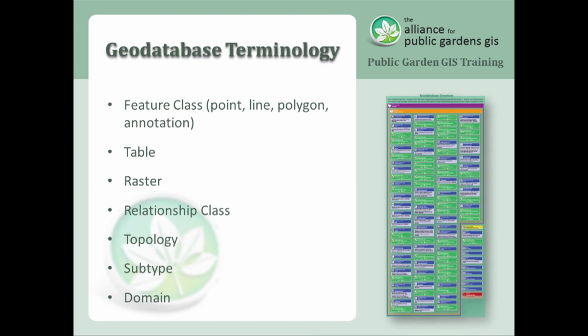Before we get more involved with the data model itself, it's important to know about some of the terminology that's used when talking about different parts or objects inside the data model. The most important one to consider is what's called a feature class. In the diagram on the right here, a feature class is in blue. Feature classes are generally point, line, polygon, or annotation, being text labeling.